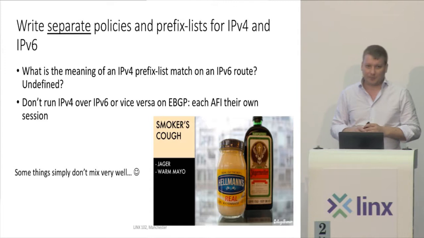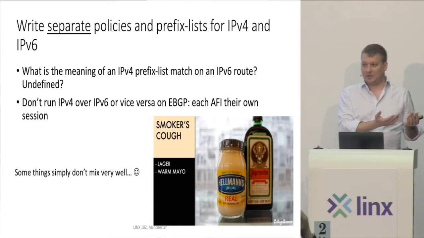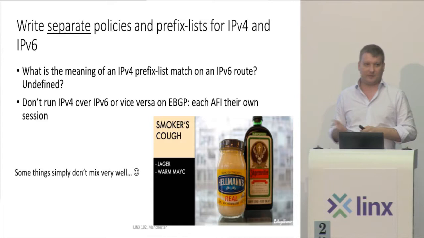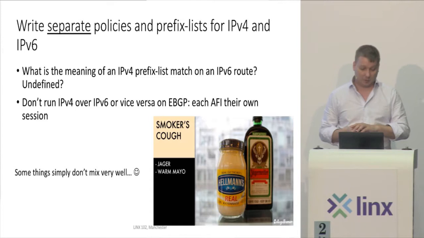Because on a lot of the platforms, it's not really defined what happens if a V4 prefix goes into a match that only has V6 prefixes. Will it fail open and pass? Will it fail closed because the AFI is wrong? There is no real industry standard in this regard. Different vendors have different types of behavior. So especially in multi-vendor networks, life is much, much simpler if you separate V4 and V6 as much as possible.